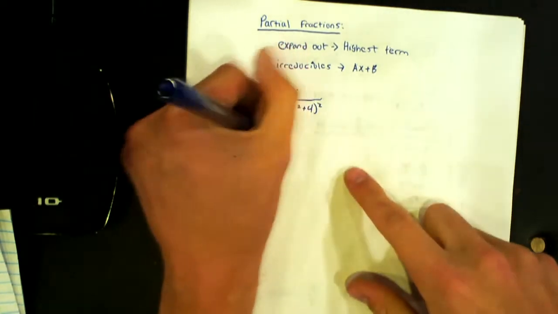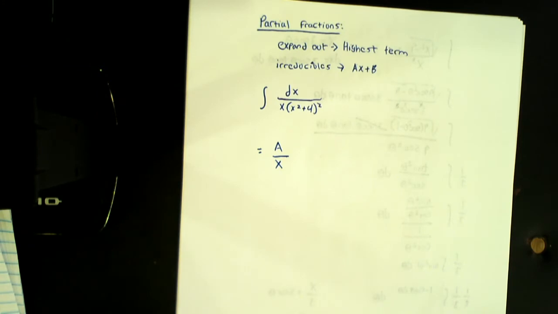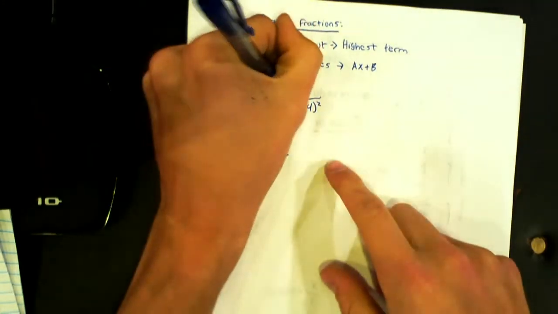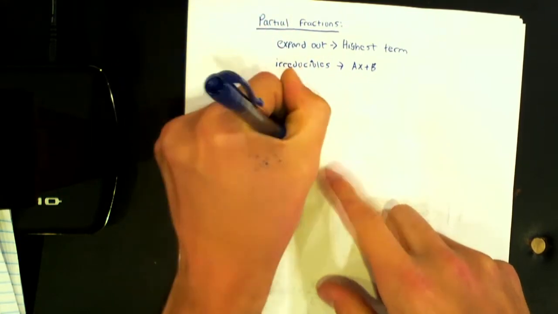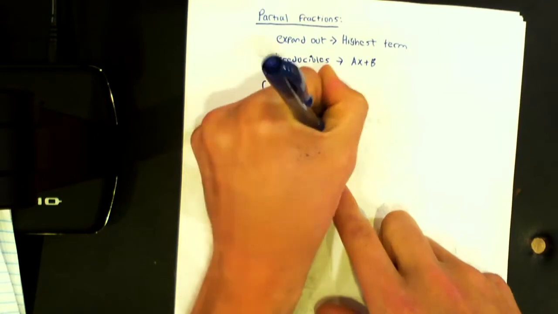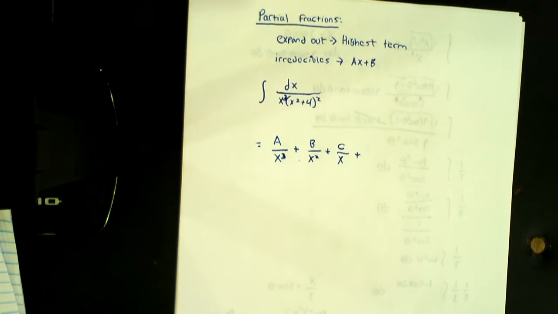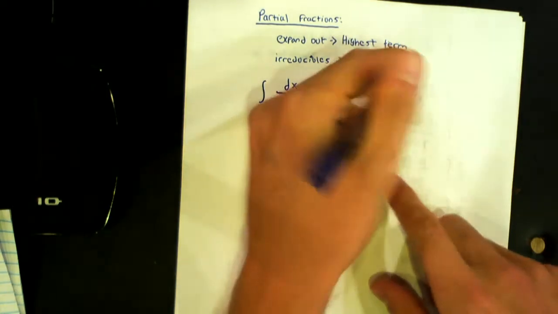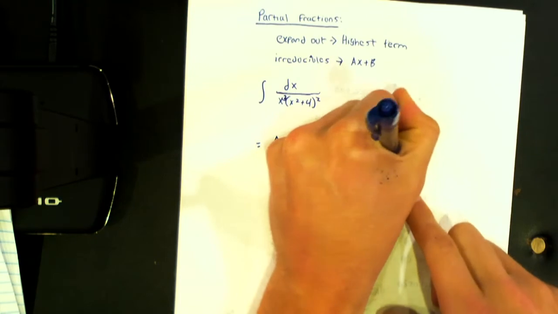Okay, yes, nice. So we'd have a over x. Now, it's only a power of 1, so we don't have to expand out. But say this was a power of 3. I just changed the problem. What would you write for our next term? Okay, and then the next? Okay, nice. What about the next term? How do you write that? Okay, so dx plus e over x squared plus 4. So we have this so far.